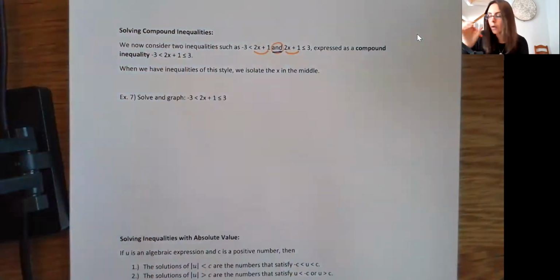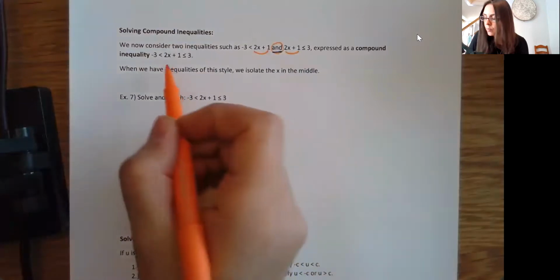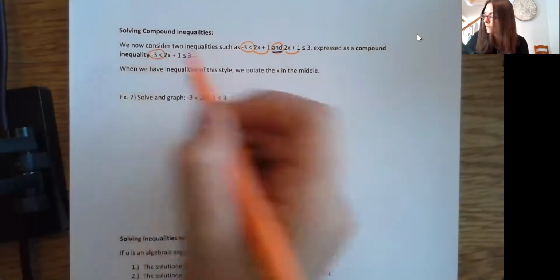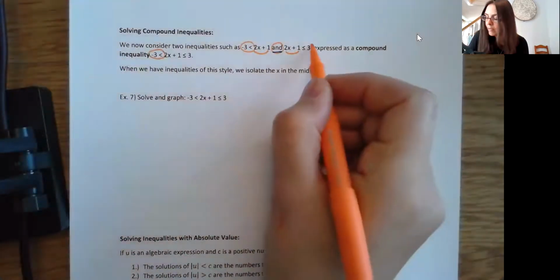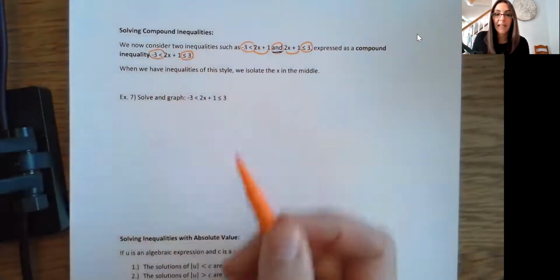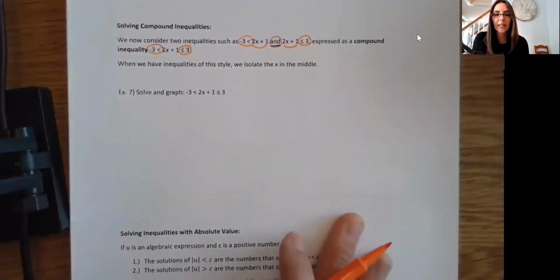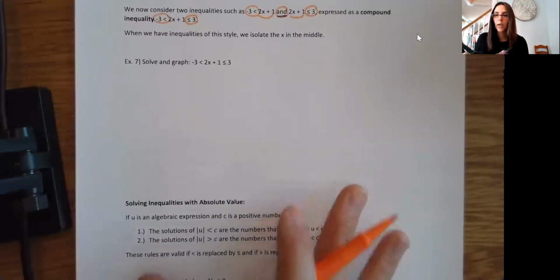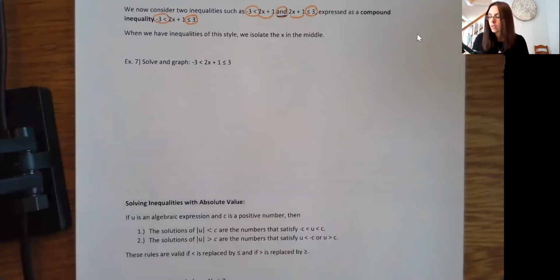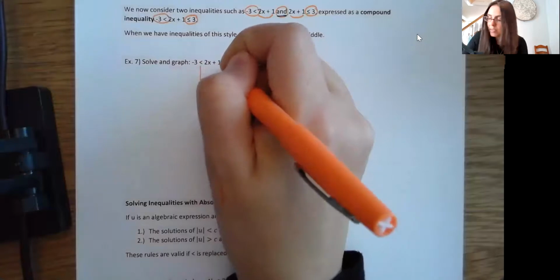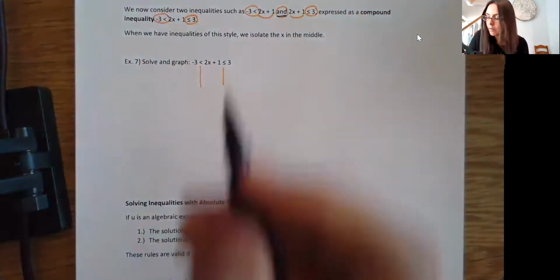So what we can do is rewrite it as one expression instead, or kind of like a giant inequality. So you put that 2x plus 1, and then on the left side, you have that piece here. And on the right side, you have this piece. So we kind of sandwiched it together. And when we have inequalities of this style, we just isolate the x in the middle. So you kind of solve outward. Now you don't have to, but sometimes I like to put little lines here just to help me stay organized.